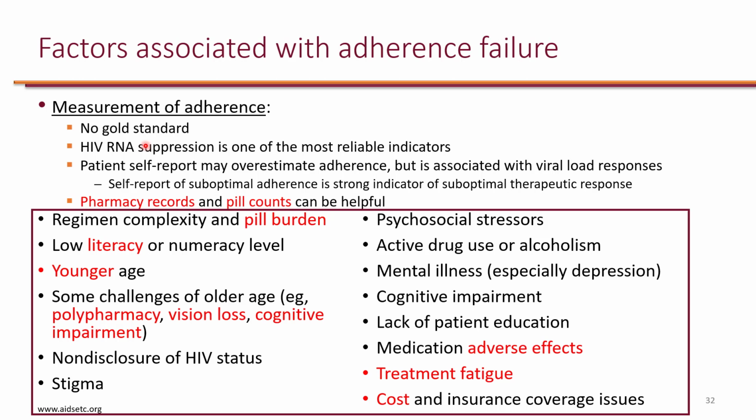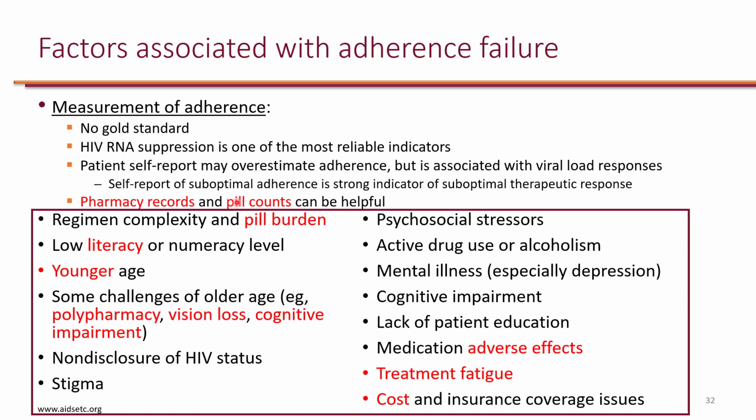Studies have shown that patient self-report usually overestimates. However, if the patient actually reports that they're not adherent, that's a very good indicator of suboptimal therapeutic response. And one thing that we can do as pharmacists is to actually check pharmacy records. For example, if somebody had a 30-day supply and they haven't filled it for 3 months, that's a good indicator that they haven't been taking their medications. And you can actually occasionally do a pill count to make sure that they're actually taking it.